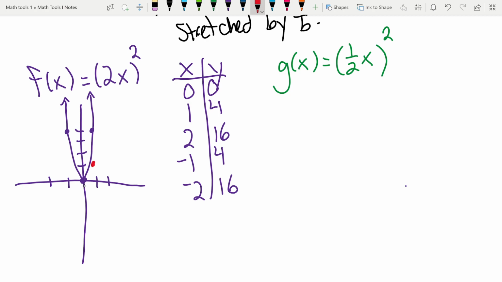Again, for reference, let's go ahead and make our original graph, the parent graph x squared. Okay. So we can see that compression, right? It's being pushed in, right? The points are being pushed towards the y-axis, the x values. Okay, so that's what we mean here.